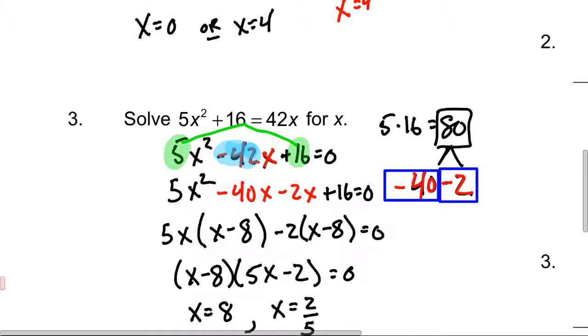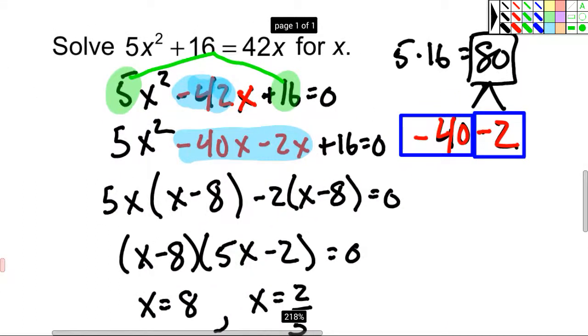Okay, and then all you're essentially doing from there on out is you're going to rewrite that middle term using those two numbers you just found. So essentially we're rewriting this first step as the second step here, but negative 42x, we're just going to break up into a negative 40x and a negative 2x. Basically just the two factors we found for 80. And then we need to factor by grouping.